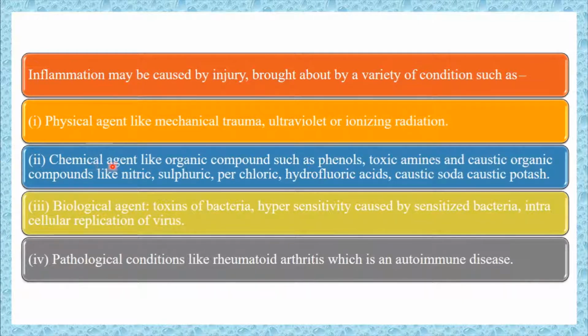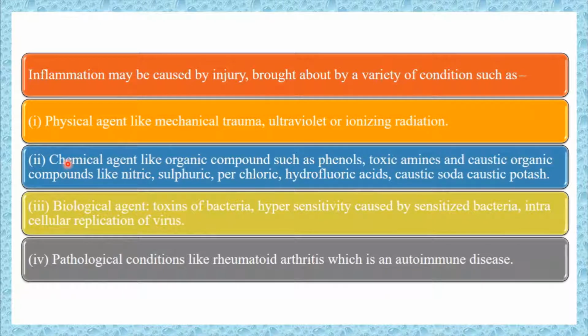Then the second one is chemical agent like organic compounds. Some organic compounds such as phenols, toxic amines, and caustic organic compounds like nitric acid, sulfuric acid, perchloric acid, hydrofluoric acid, caustic soda, and caustic potash are responsible for inflammation. It may cause itching, then heat, redness, and burning of the skin.